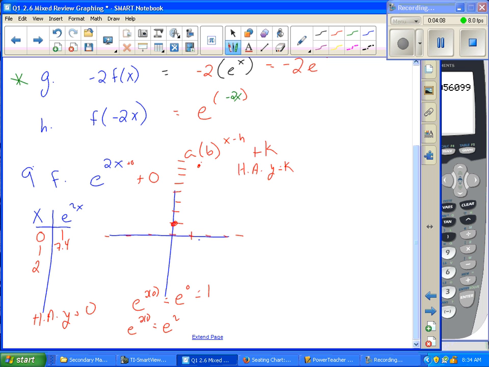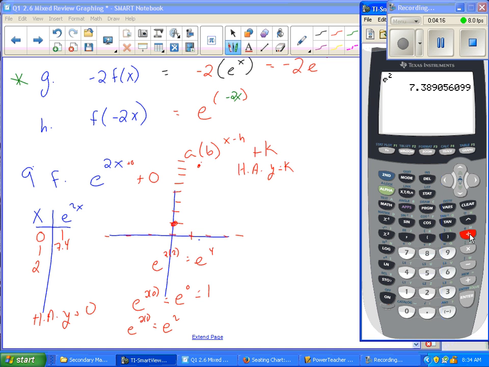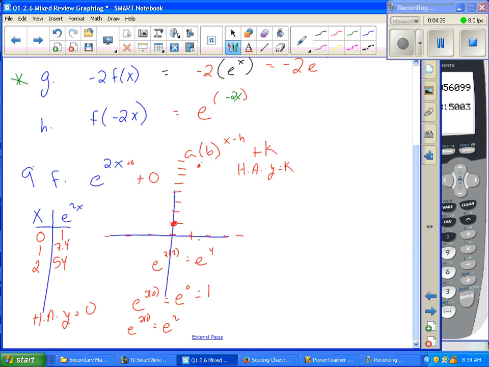If I plugged in 2, I would get e to the 2 times 2, which is e to the 4th. So I could come over here, second divide, raise it to the 4th power, and get 54. There's no way I want to graph 2, 54. So I'm just going to use the 2 points that I already have to graph it. So exponential graphs really start shooting up pretty quickly. They end up increasing a lot quicker than linear lines and quadratic graphs.